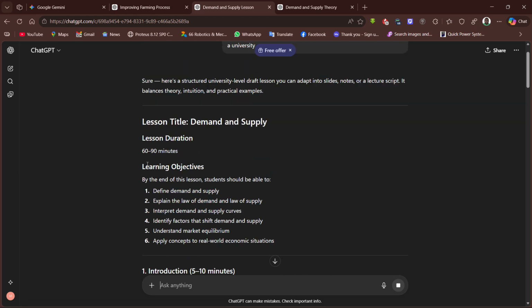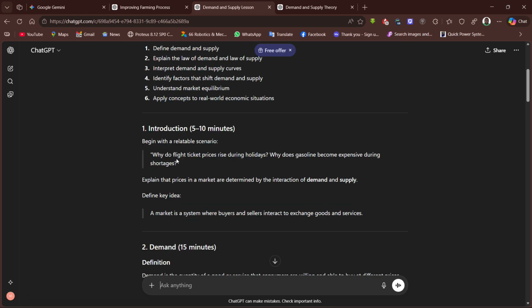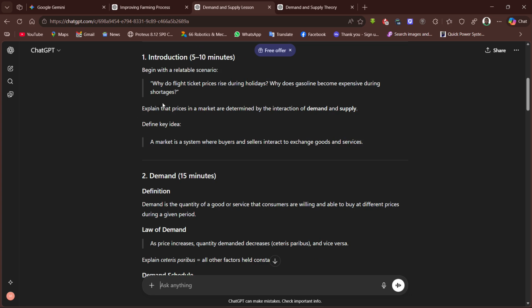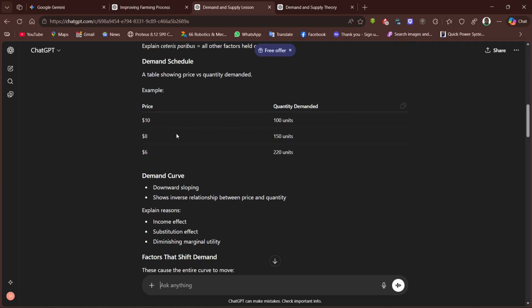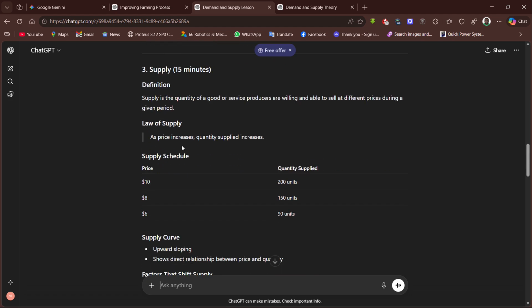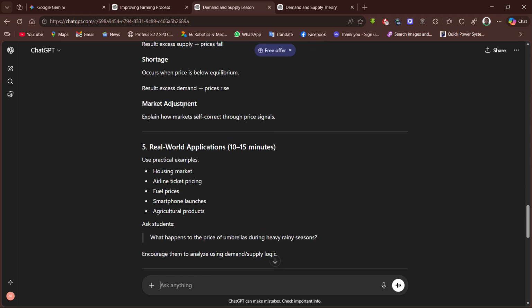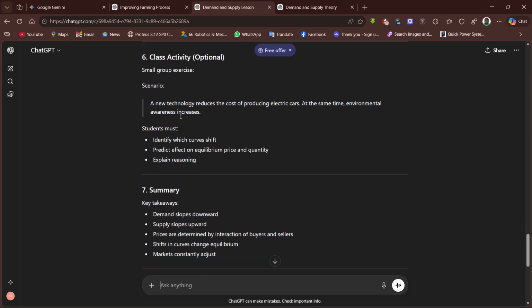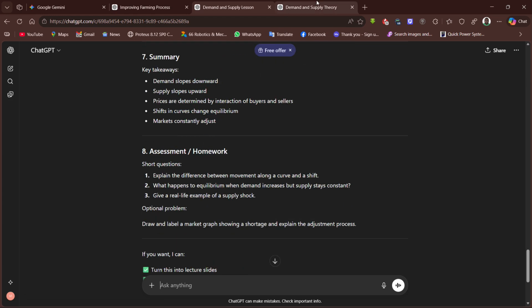We have lesson duration, lesson objectives, introduction 5 to 10 minutes, begin with a relatable scenario, explain that prices in the market are determined by the interaction of demand and supply. So we have demand, and then we have all this, and it's not very long. We have supply, 15 minutes, supply curve, market equilibrium, real world applications, class activity, summary, assessment, and that's all. Now let's look at what we have here.